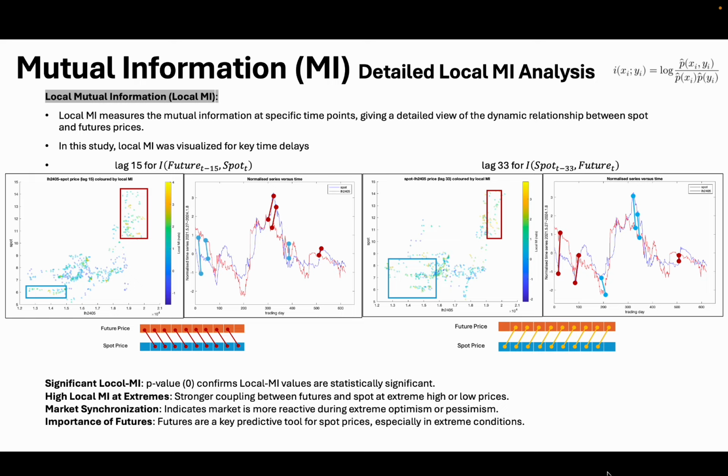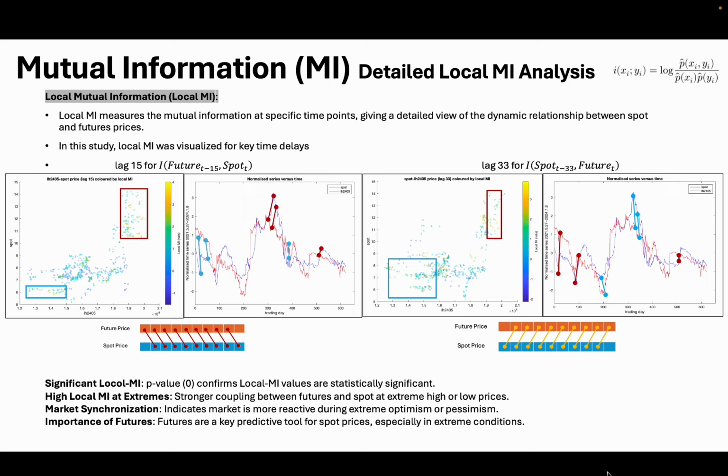The scatter plot shows stronger connections, with high local mutual information values, during periods of extremely high or low price. This means that markets are more linked during times of major price changes. The time series on the right shows how strong those connections are, indicated by the red areas and the blue areas in the scatter plot.